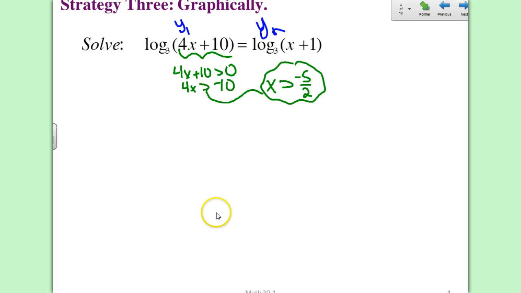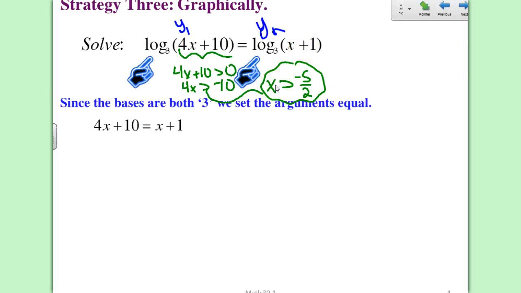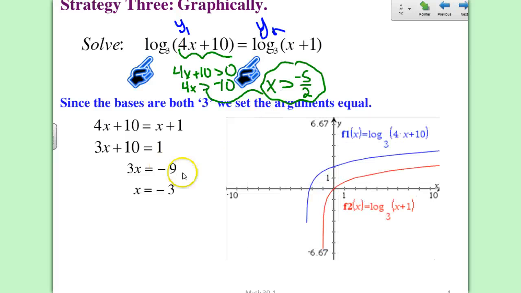Next up is this equation. Notice I'm already working on restrictions. We'll ignore that for now. But if you're using the graphical method, you say, well, I don't really know this algebra stuff. I could graph these two equations, log base 3 of 4x plus 10 and log base 3 of x plus 1, and we talked about using our calculators. Now we already know what the answer is using algebra, but let's pretend we weren't that smart, right? Since the bases are both 3, we set the arguments equal, and we get x equals minus 3.